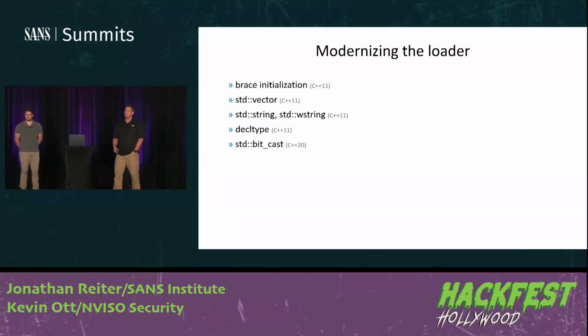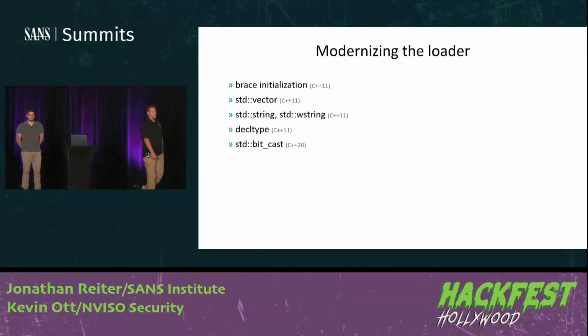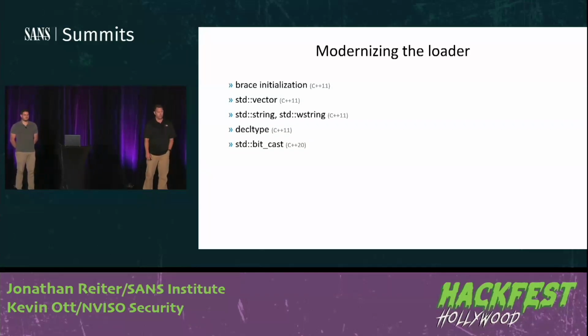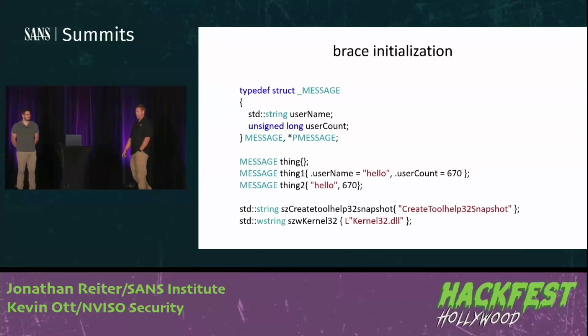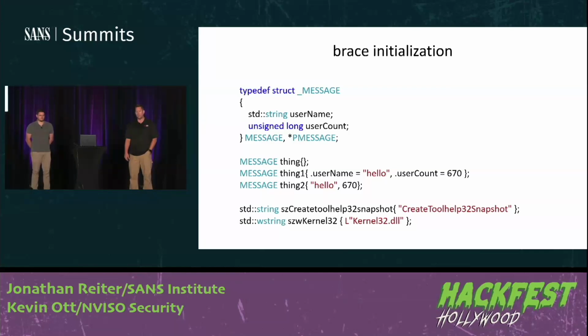So some of the things that we're going to go over today: brace initialization, using standard vectors, standard strings, so you've got ASCII and WCHAR, or Unicode, UTF-16. Then we also have decltype and bitcast. So we'll go through these in just a little bit more detail. Kicking it off with brace initialization.